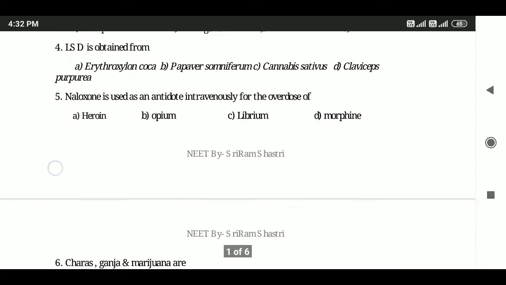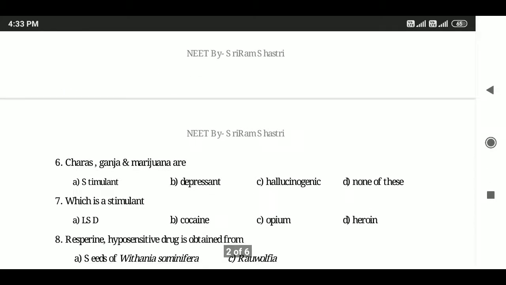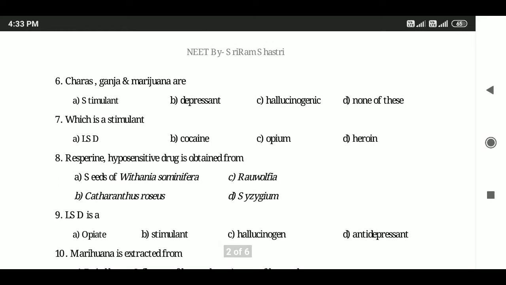Naloxone is used as an antidote intravenously for the overdose of heroin, opium, librium, morphine. For this also, naloxone is a direct antidote used against opium. So opium is the drug, and for a high dose of opium, naloxone is used as an antidote. Charas, ganja and marijuana are stimulant, depressant, hallucinogenic, none of these. We can easily answer this as hallucinogenic drug.